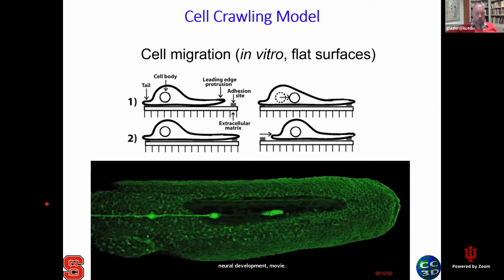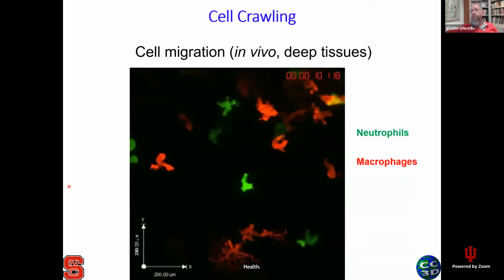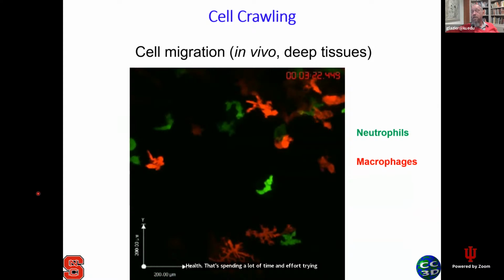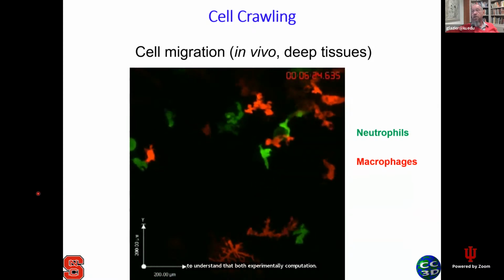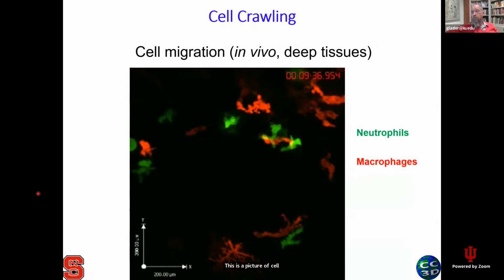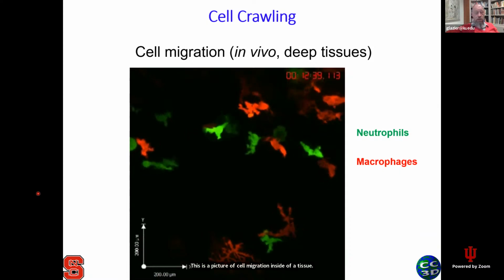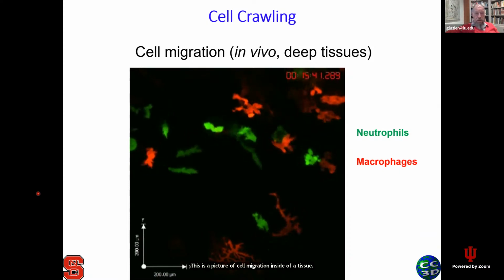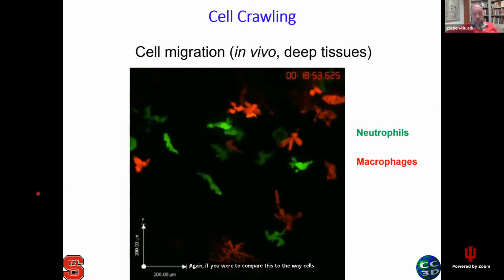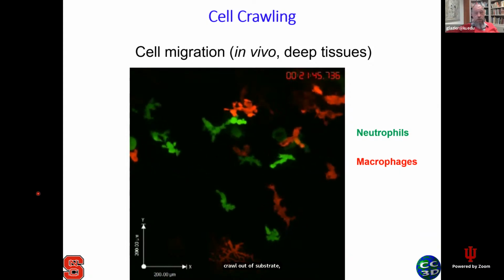The details of how those clusters of cells are left behind as this cluster moves are still not terribly well understood. There's a group, for example, at the National Institutes of Health that's spending a lot of time and effort trying to understand that both experimentally and computationally. This is a picture of cell migration inside of a tissue. Again, if you were to compare this to the way cells crawl on a substrate when they're by themselves, the way the cells move is rather different.